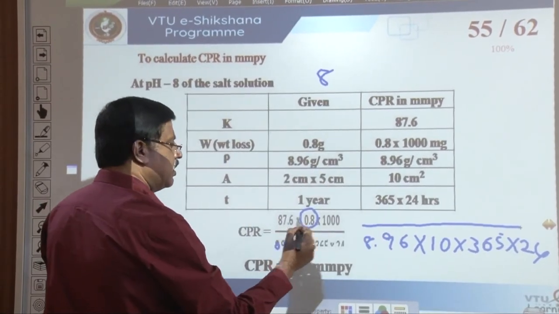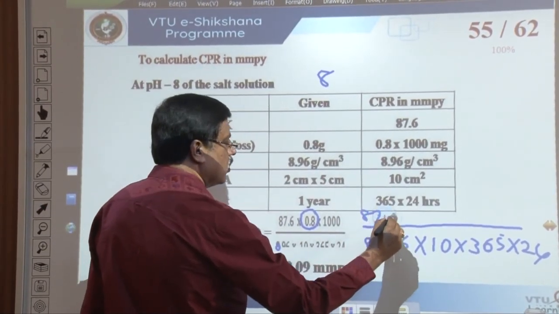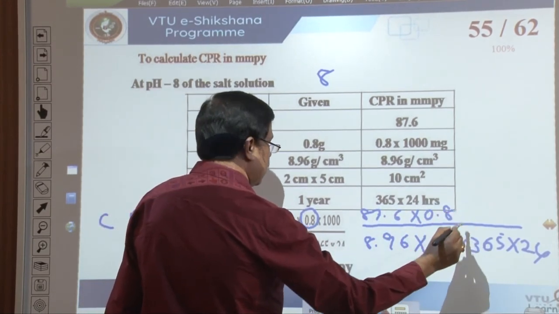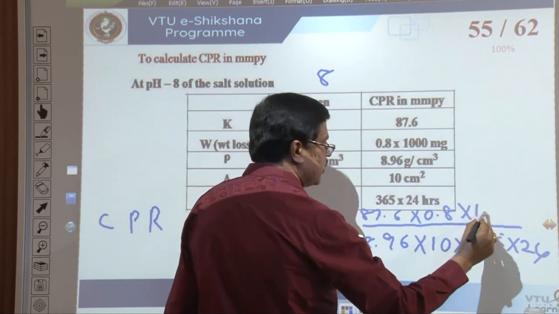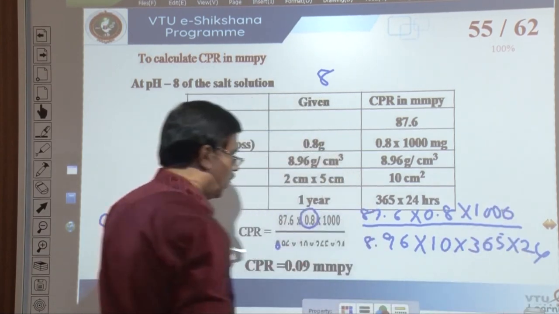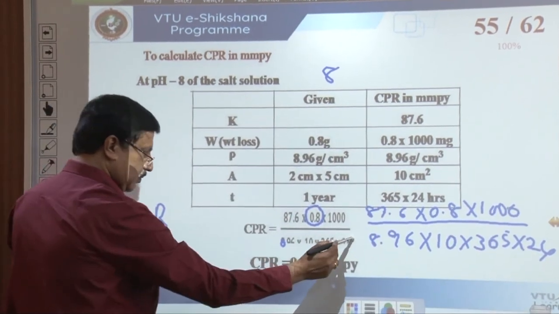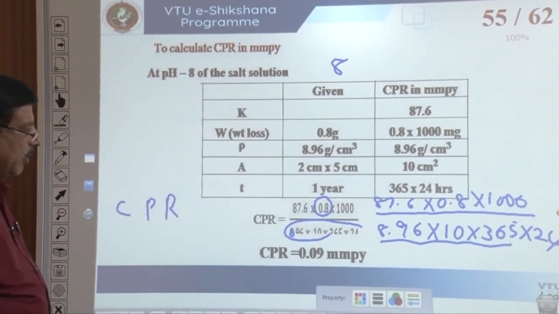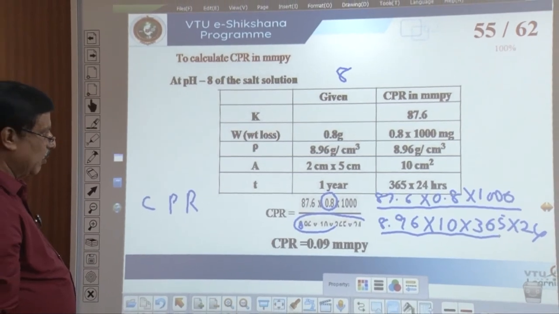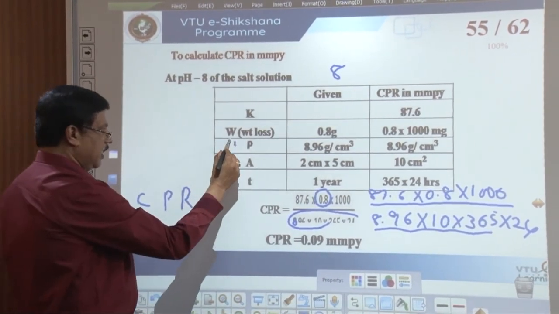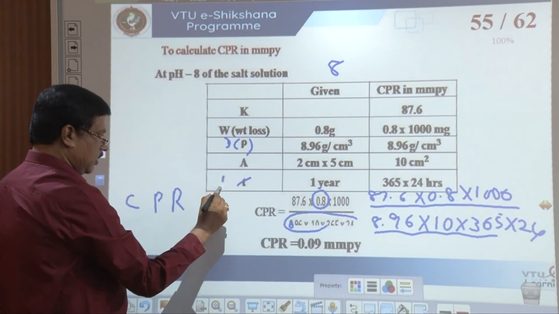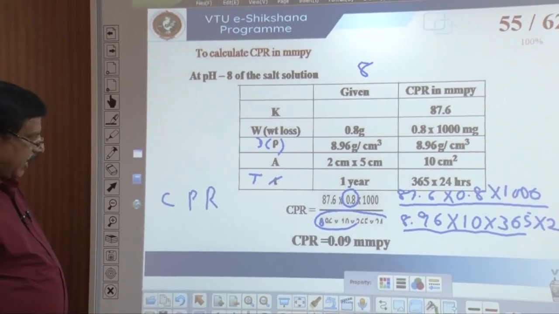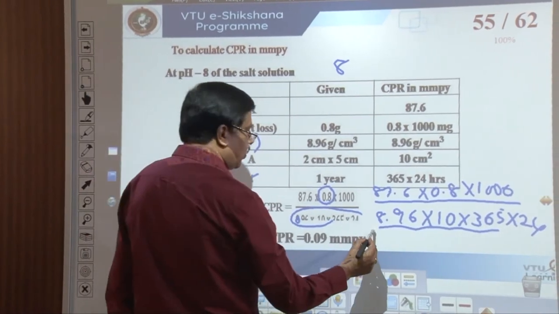So, this is about 8.76 into 0.8 gram, that is into 1000, that is in terms of milligram, okay. This part I have written here, so we will get about 0.09 millimeter per year. So this is the density rho, and this is T. So this is the one at pH 8, you will get 0.09.